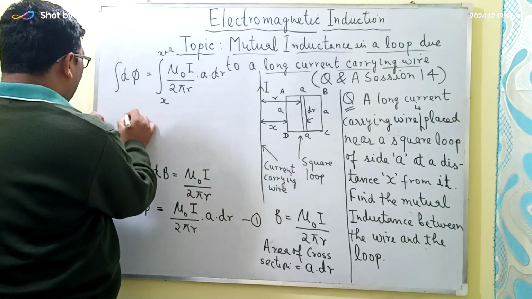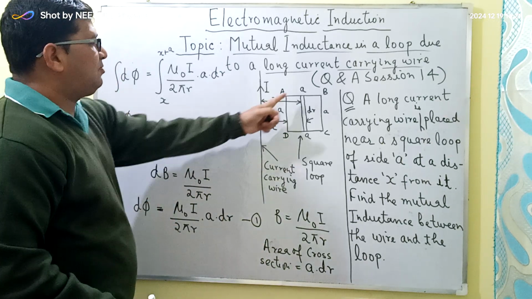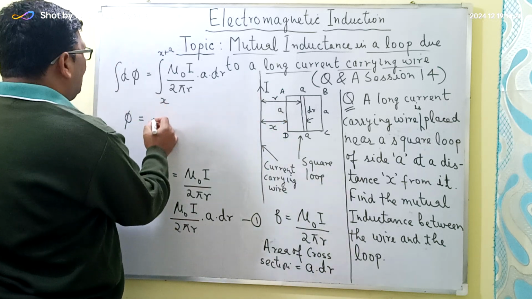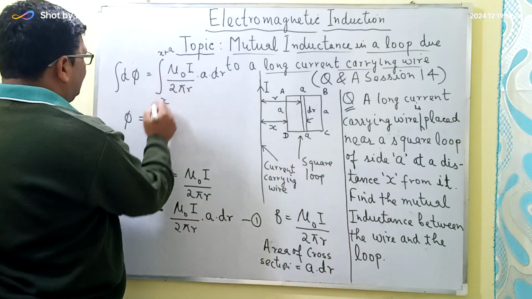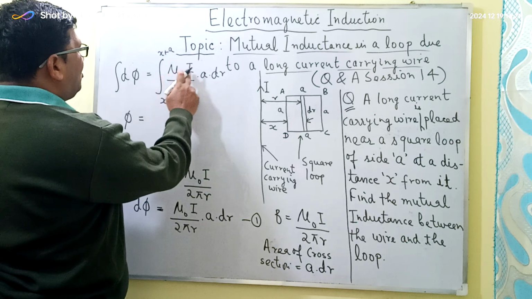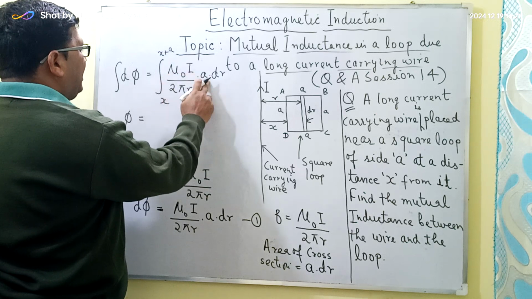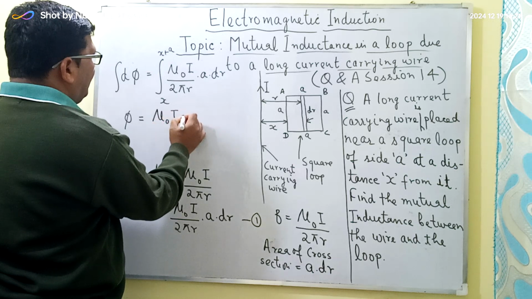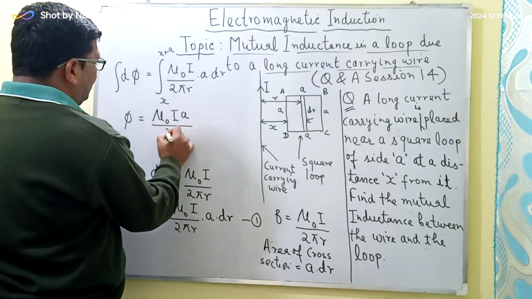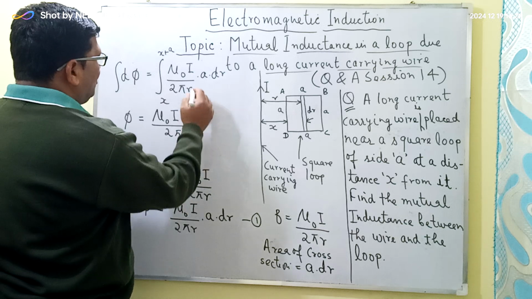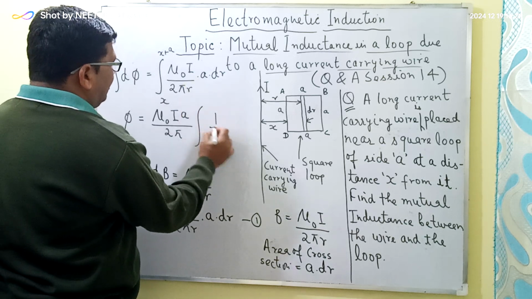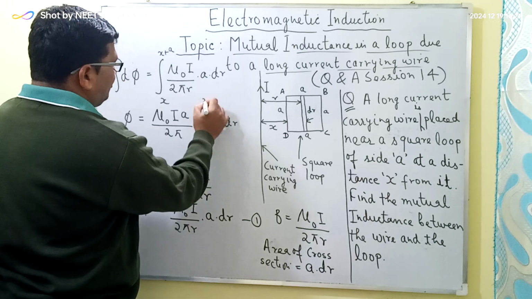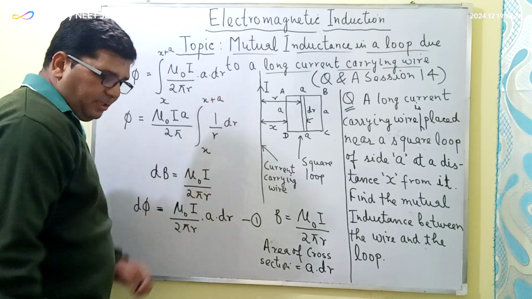So phi, that is the magnetic flux which will be linked with this square loop ABCD, will be equal to, now this integration can be written as mu naught I, a and 2 pi are constant, so that will be taken out. Mu naught I a upon 2 pi is a constant. So finally I will be getting this equation as 1 by r dr within the limits of x and x plus a.